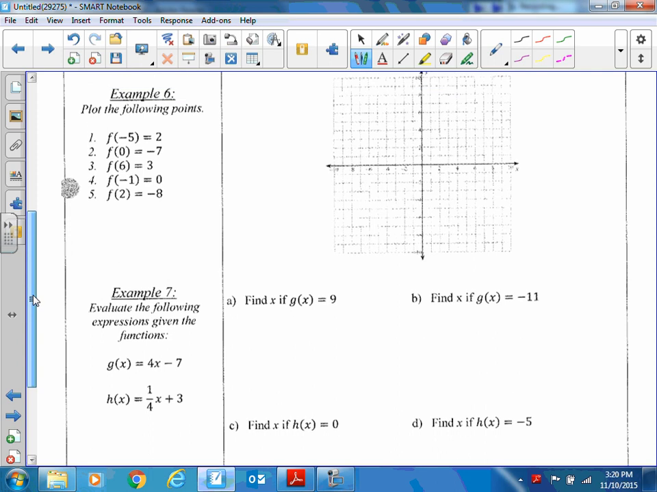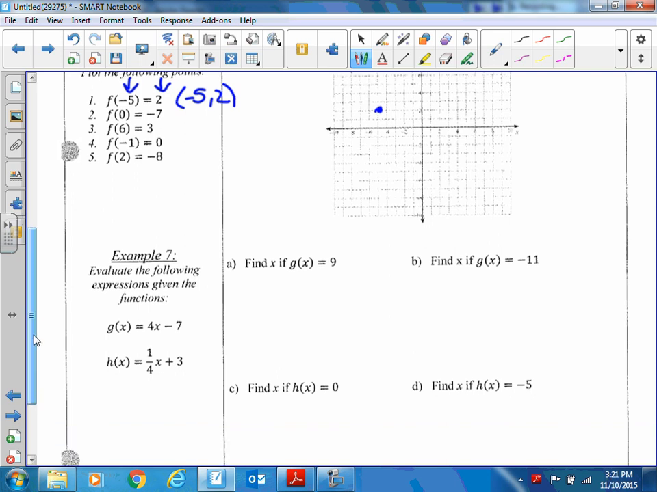All right, so with example 6, it just wants you to plot the following points. Well, this should be easy. We've been doing this. We know that this is our input, or our x, and that this is our output. So this would be negative 5, 2. So I'm going to go to my graph. I'm going to go to negative 5, and then I'm going to go up 2. So it just wants you to plot those points. You can do 2 through 5.